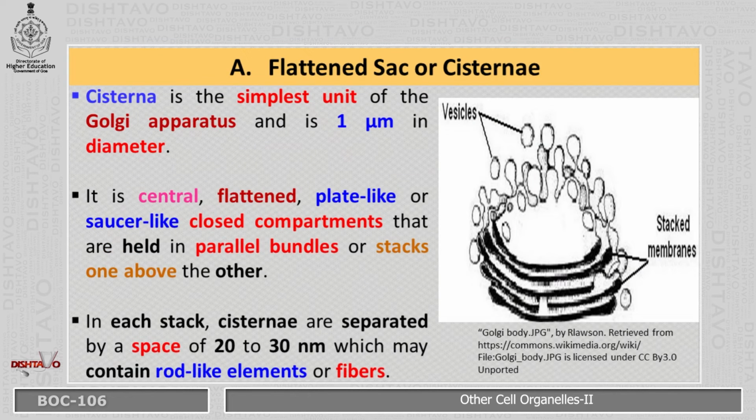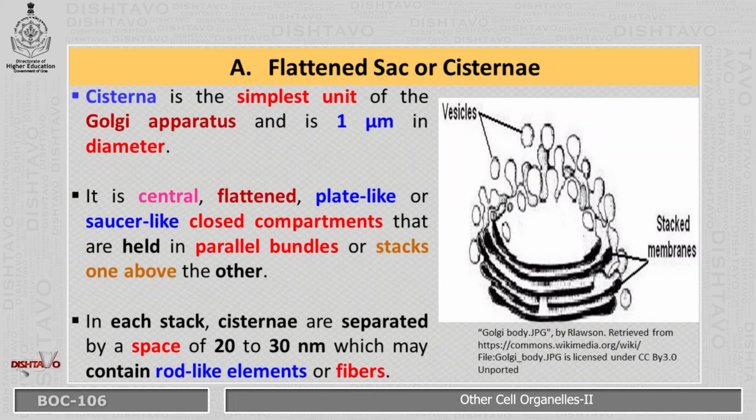So, let us see the first flattened sac or cisternae. Now, this is the structure of the cisternae. Cisterna is the simplest unit of the Golgi apparatus and is 1 micrometer in diameter. It is central, flattened, plate-like or saucer-like. Can you see this? This is plate-like and saucer-like. Closed compartments that are held in parallel bundles.